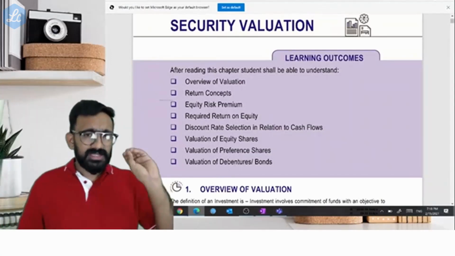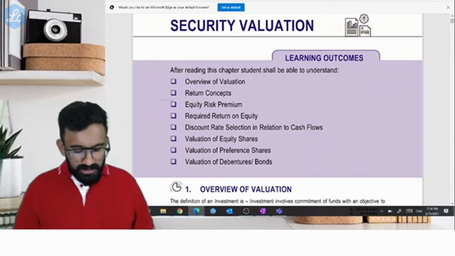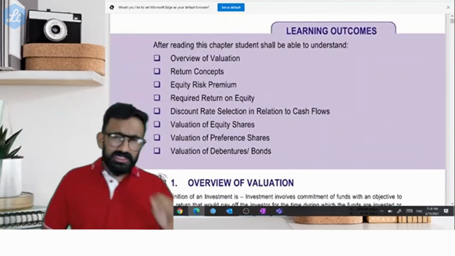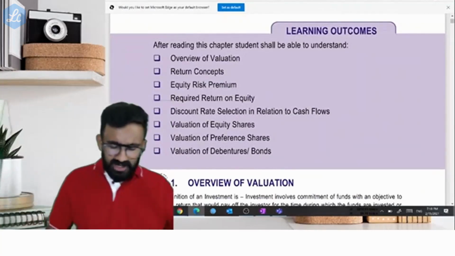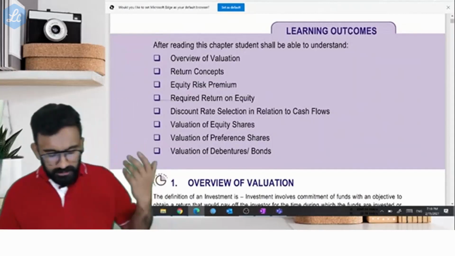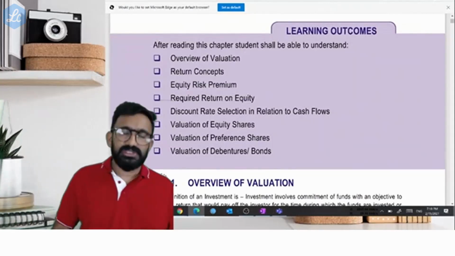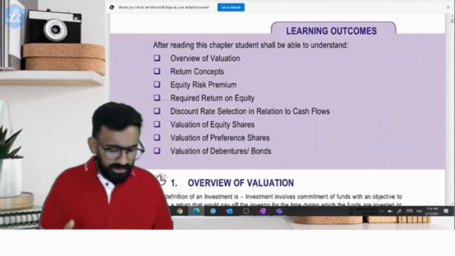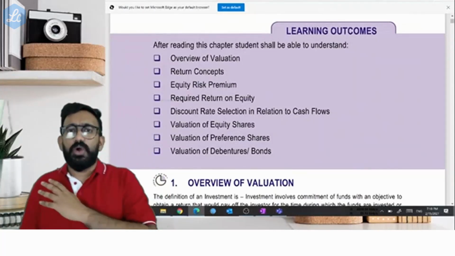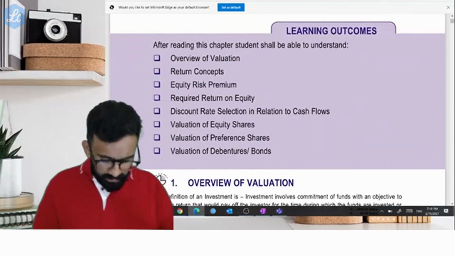So what is the concept of valuation is the first one. Then there is the return concept. There's something called equity risk premium, required rate of return on equity, discount rate. Then there is specific valuation that we need to do for equity shares, preference shares, and debentures. But I don't want to go in this same order, because more or less the valuation concepts remain good for all the types of securities that you want to value.